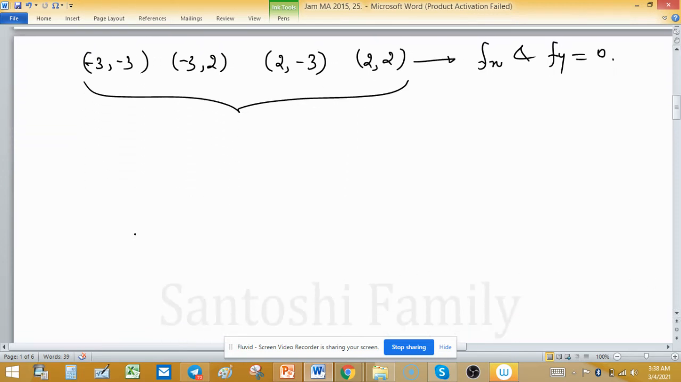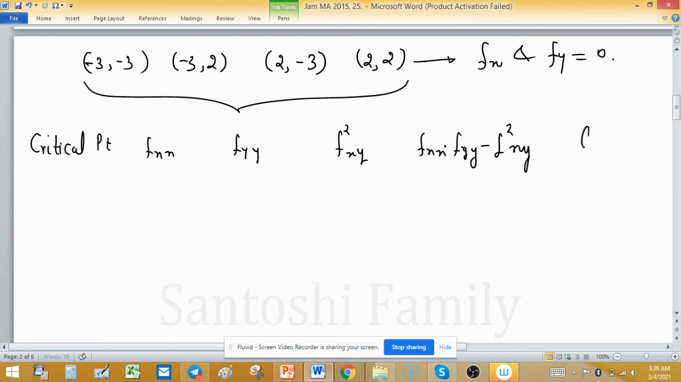We need to check the sign of, as in this table we normally form to find the point of maxima or minima: critical point, fxx, fyy, f square xy, the value of fxx product with fyy minus f square xy, and the last column is the conclusion. We are seeking the point of maxima.